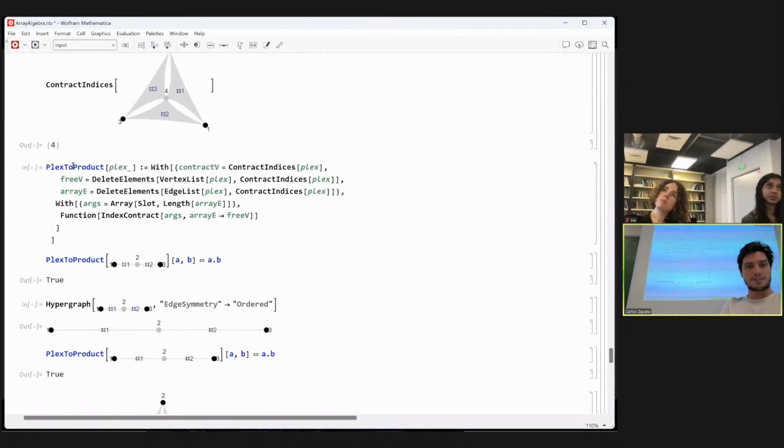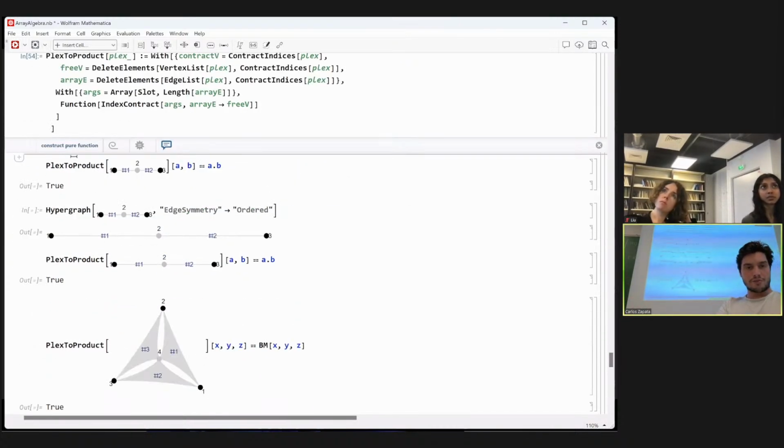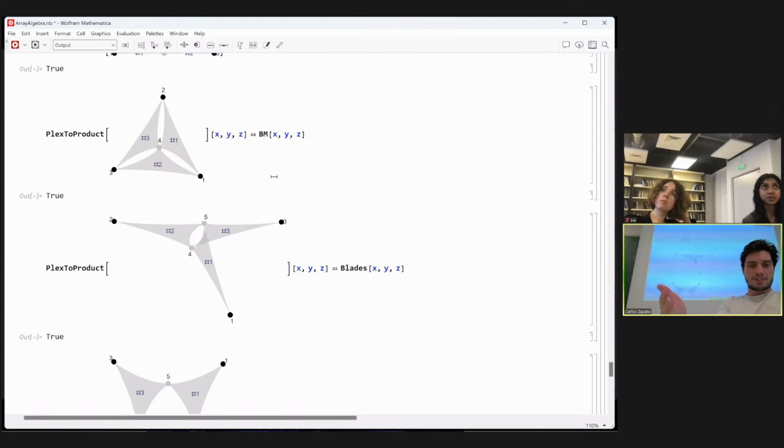So the idea is that there is this function called Plex to product, which allows you to draw the diagram or specify the indices. And now this is actually something that can operate on elements. So when I write Plex to product of this diagram AB and I compare it to the mathematical code of A.B, it says true. So just by specifying this diagram, I can actually operate on elements. It's a nice user interface: you can draw whatever product you think is interesting, and then you have something ready to compute on the appropriate size matrices.